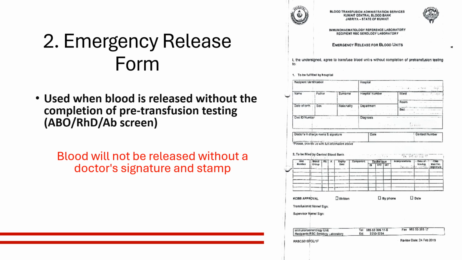The second type of form is an emergency release form. A variation of this form will always exist no matter where you work. In Kuwait, again, it's the exact same form as I'm showing here in all of the hospitals in Kuwait. This form is deliberately designed to scare doctors. This form says that I will sign and stamp to show that I understand I am not allowing the blood bank any time to perform any of their tests because my patient cannot wait even 45 minutes and they require the transfusion right now to save their lives.